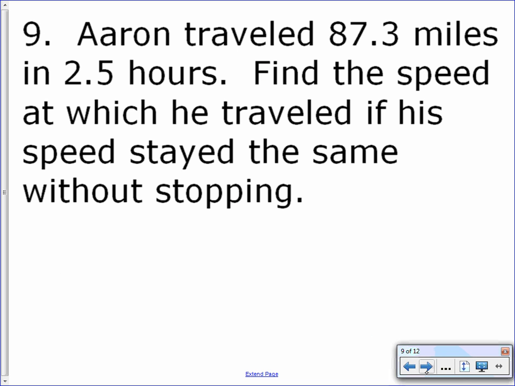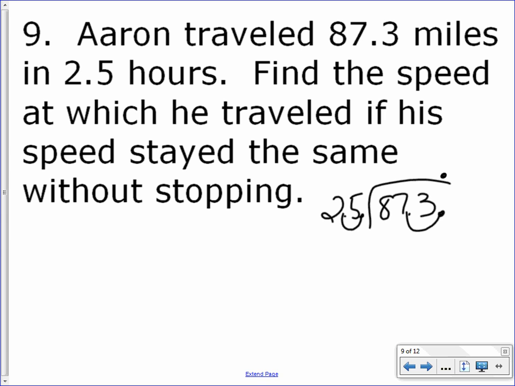All right, Aaron traveled 87.3 miles, or 87 3/10 miles in 2.5 hours. Find the speed at which he traveled if his speed stayed the same without stopping. This is a division problem. 87.3 is how far he traveled in 2.5 hours. I've got to move my decimal once on the outside. Whatever I move it outside, I have to move it to the inside.